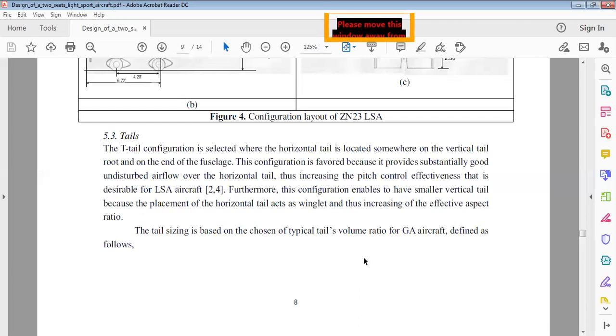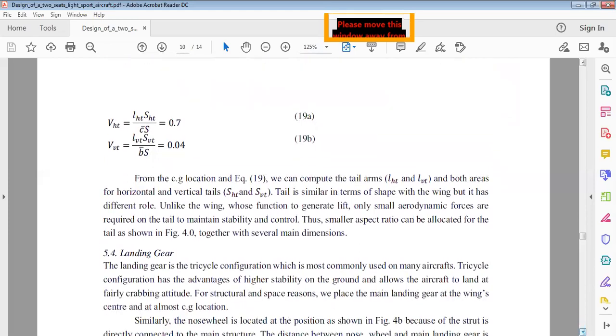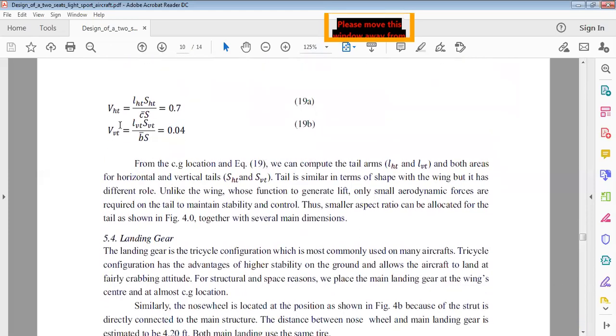The tail sizing is based upon the chosen typical tail volume coefficients for GA aircraft. Okay, so we can see VHT and VVT. That is the horizontal tail, and we have the vertical tail. The length of the horizontal tail, area of the vertical tail, and chord and surface area. So 0.7 and 0.04 accordingly.